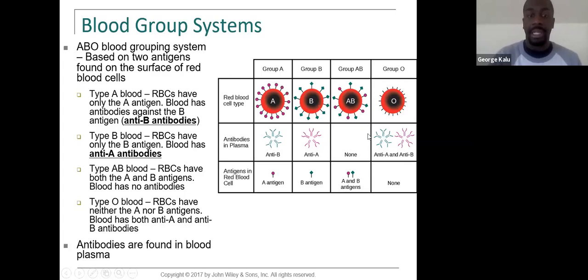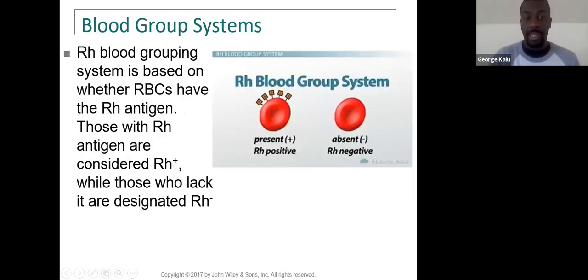Now, in addition to the A, B, and O blood types, there's also going to be a third one called the RH blood group, also standing for the rhesus blood group. Those who have the RH antigen are going to be considered RH positive. And those who do not have the RH antigen are going to be considered RH negative. So this is what determines the positive and negative components of your blood type.